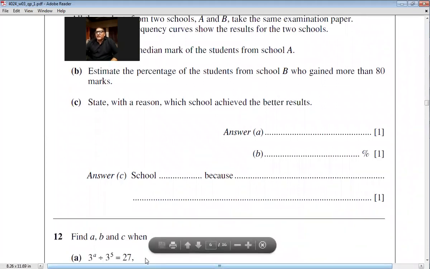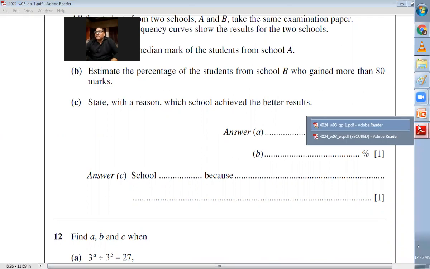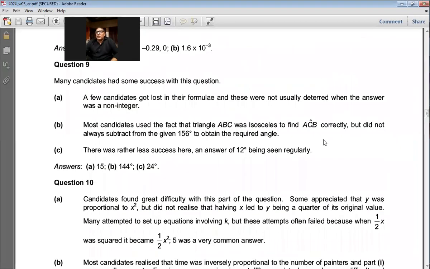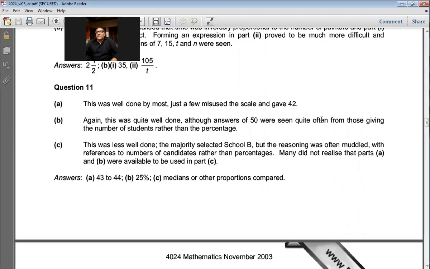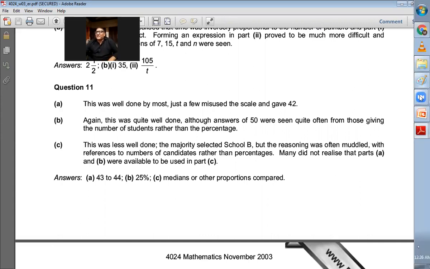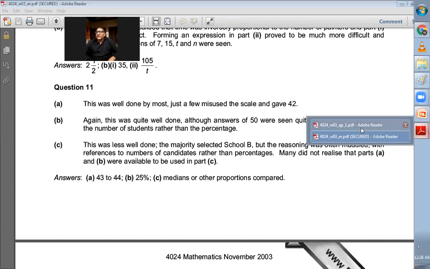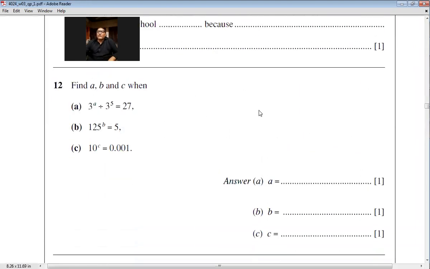Let's check the marking scheme, what the marking scheme is. That was question number 11. So the majority of schools selected school B. So our answer is right. I was just confirming that our answers are right. Just want to make sure.